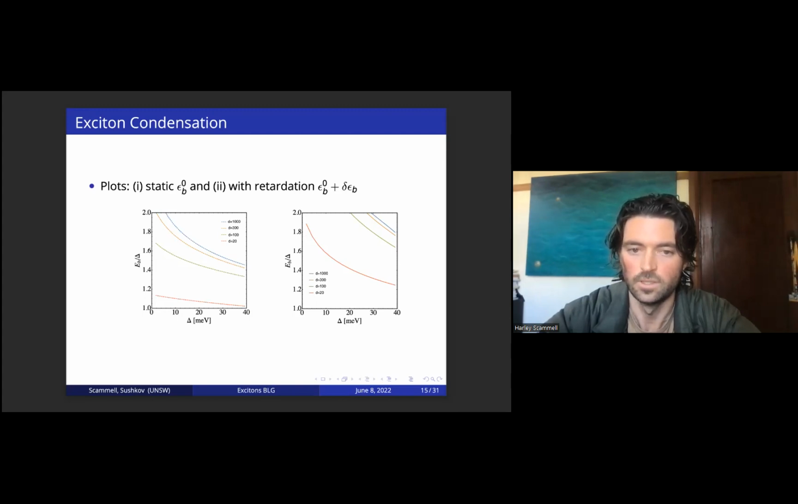So the key points are that retardation has a huge effect and that gates have a huge effect, especially when there's some sort of transition between d equals 20 and 100. Beyond 100, it's becoming less and less significant.